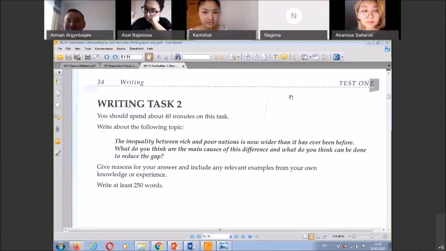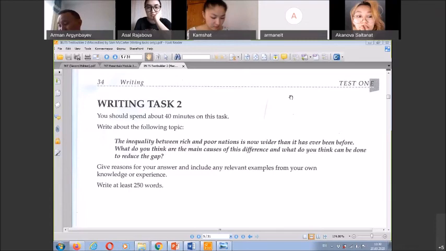Very general. Wordy and general, not very specific. Okay. Though you use very good vocabulary. I like the vocabulary, but you need a bit better structure.